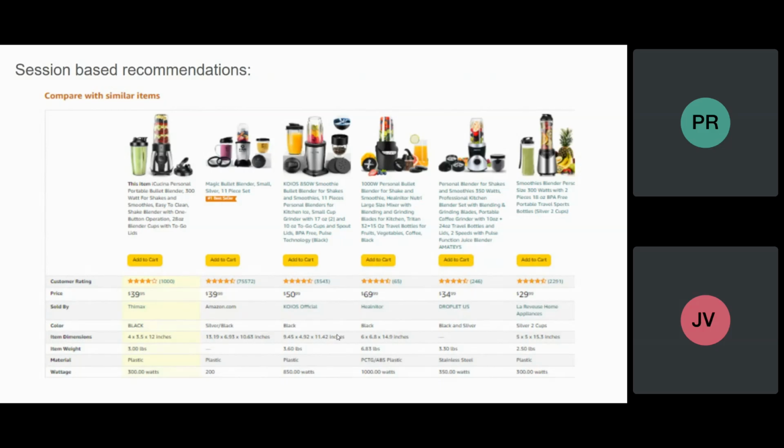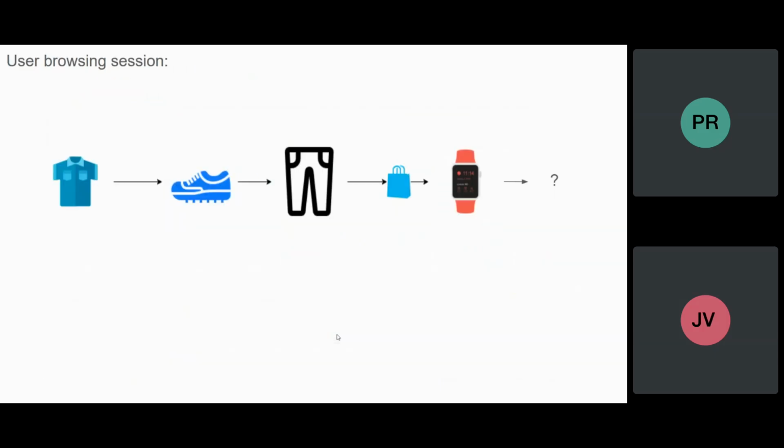So this is what Airbnb, e-commerce like Amazon, or travel booking platforms rely on: short-term interest to make recommendations. Airbnb recommends bookings based on location, and e-commerce recommends similar products.